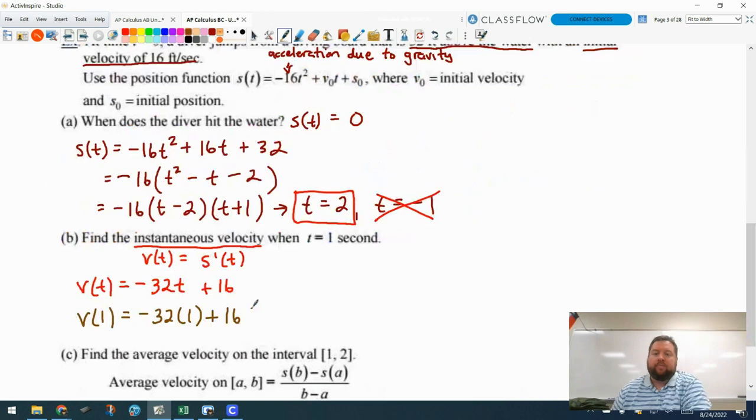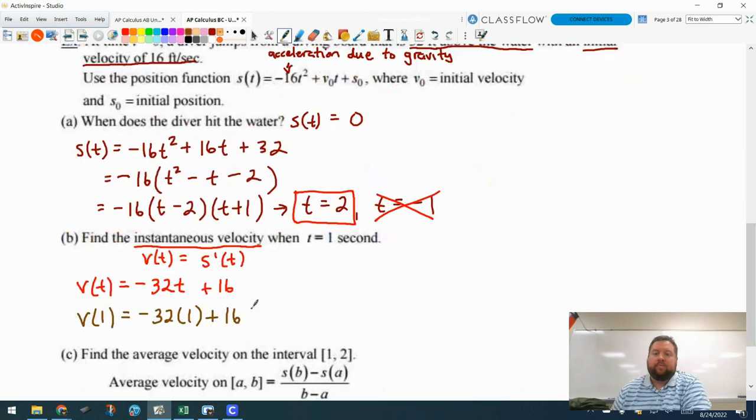All right, part C, find the average velocity on the interval from 1 to 2. This is where you have to have 2 points to do an average. It's like an algebra 1 style slope. They gave you the formula right here. So the average velocity is the difference in position divided by the difference in time. So we're going to do s of 2 minus s of 1 over 2 minus 1.